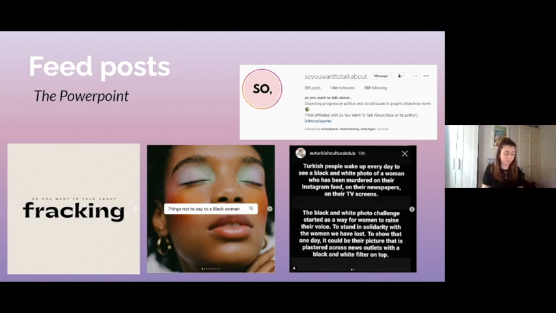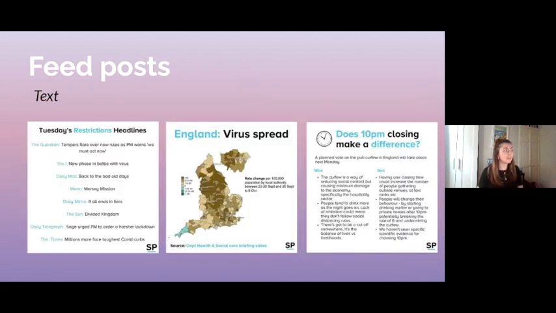It'd be interesting to know. And then finally, for the types of feed posts that are out there, we've got just plain old text. These are some examples from an account called Simple Politics, which are absolutely dominating this area. Text is just really hard to get out there on Instagram. It's not a text platform. It's a picture sharing platform. But Simple Politics is doing it really well.